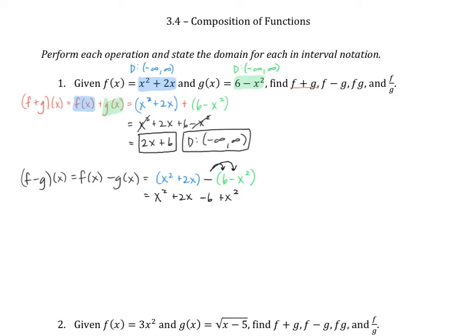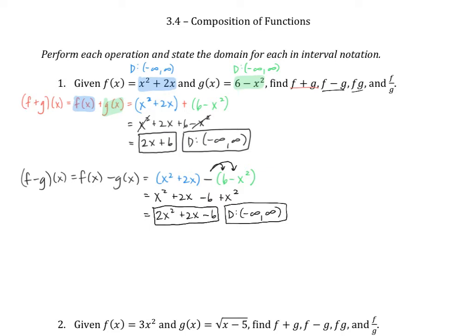Okay, so now we want to combine our like terms. Notice that the x squares do not cancel this time because they're both positive. So it will be 2x squared plus 2x minus 6. There are no like terms here, so this is our difference. Again, on the domain, there are no restrictions to this, so the domain will be negative infinity to infinity. Okay, so we did that one.